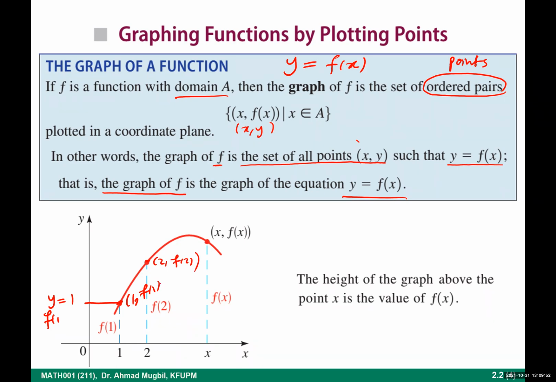If you look at the graph, you can see clearly that this is, of course, the height. What is the distance from here to here? What is the value of the function at 1? It is the height of the graph, if we are talking about a graph that is above the x-axis. The height of the graph above 1 is f at 1. The height of the graph at 2 is f at 2, and so on.